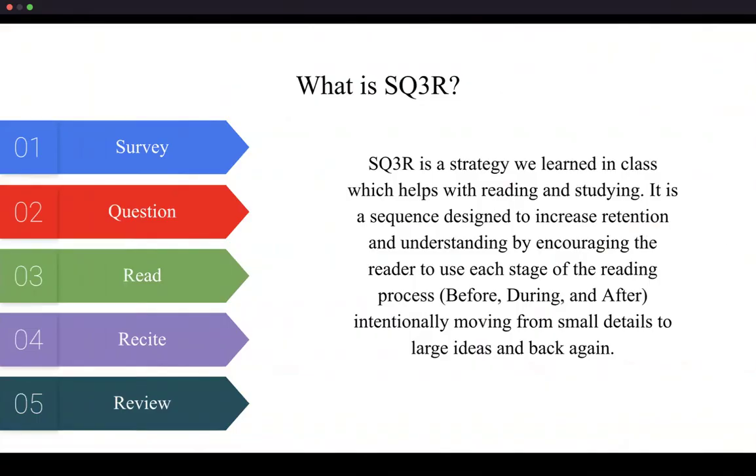So what is SQ3R? SQ3R is an evidence-based reading strategy made of 5 distinct phases: survey, question, read, recite, and review. This systematic approach transforms passive reading into an active learning process. The survey phase involves reviewing materials to identify key concepts, while question prompts us to formulate learning objectives before engaging deeply with the text.